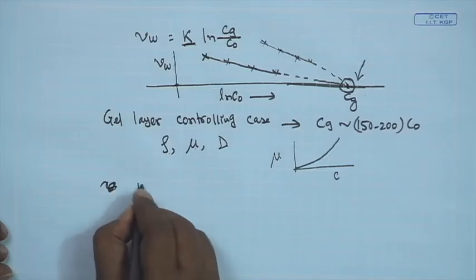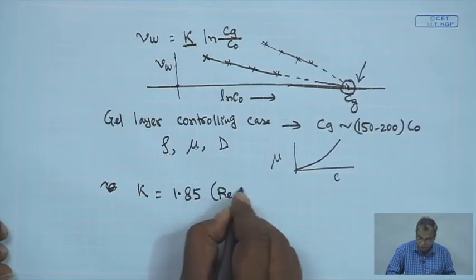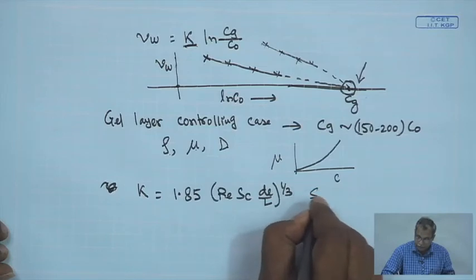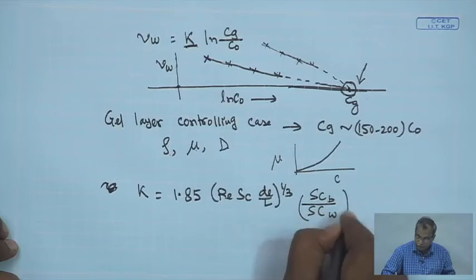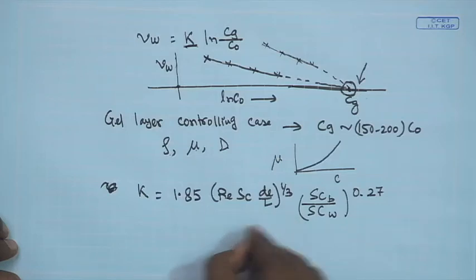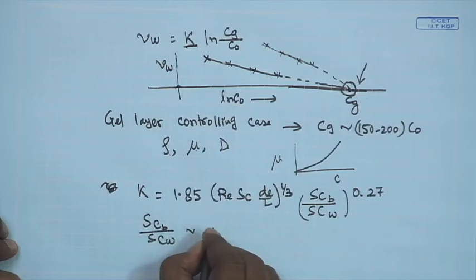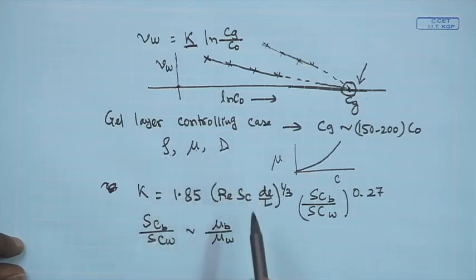One can get a correction factor something like 1.85 (Reynolds Schmidt d by L) for the laminar flow in a rectangular channel, multiplied by Schmidt at bulk divided by Schmidt at the wall, raised to the power 0.27. Sometimes this Schmidt number ratio can be approximated as mu at bulk divided by mu at wall, because if variation of diffusivity and density are minimal, then it will mainly be the variation of viscosity.